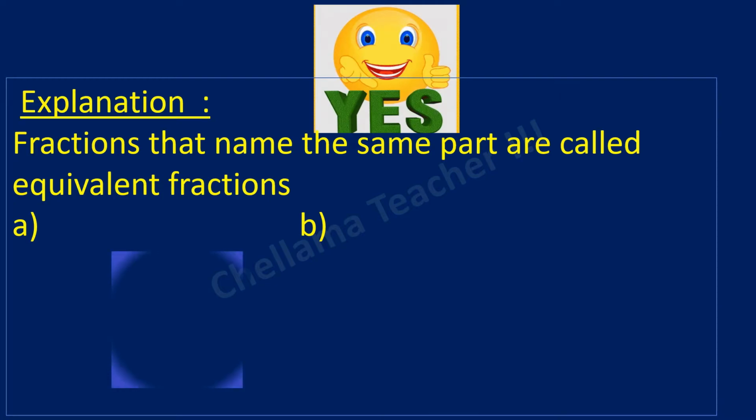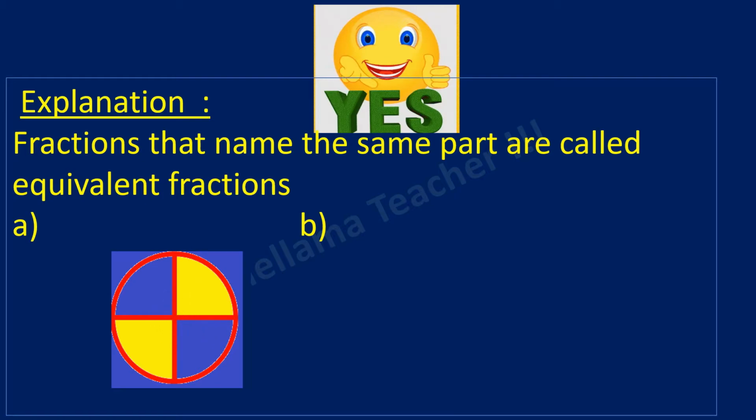So we can write 2 by 4. Here for the denominator and the numerator, let's take the common factor as 2. So 2 ones are 2 and 2 twos are 4. So 2 by 4 can be simplified as 1 by 2. Let's see the next question.